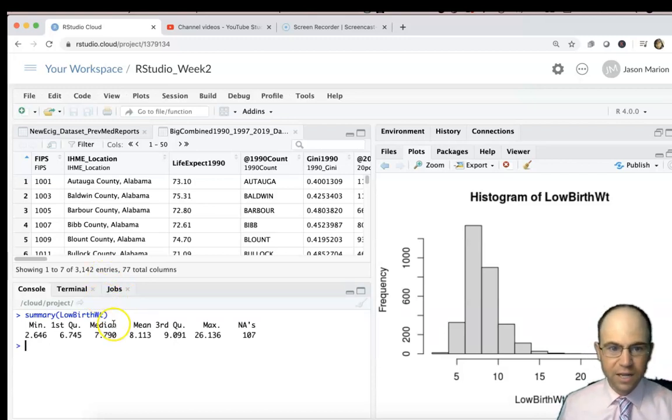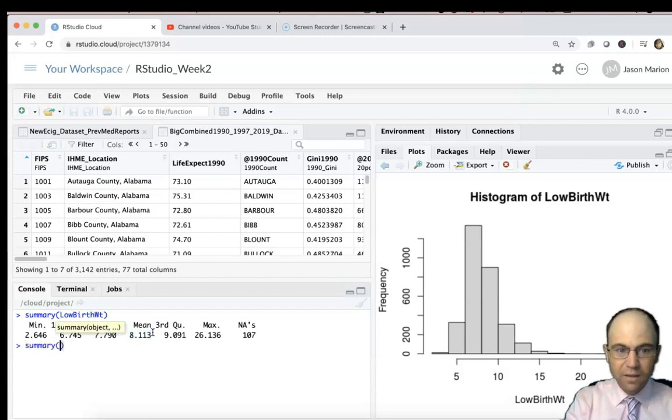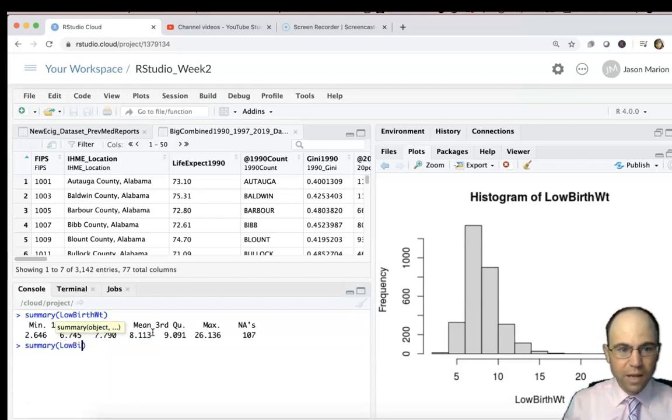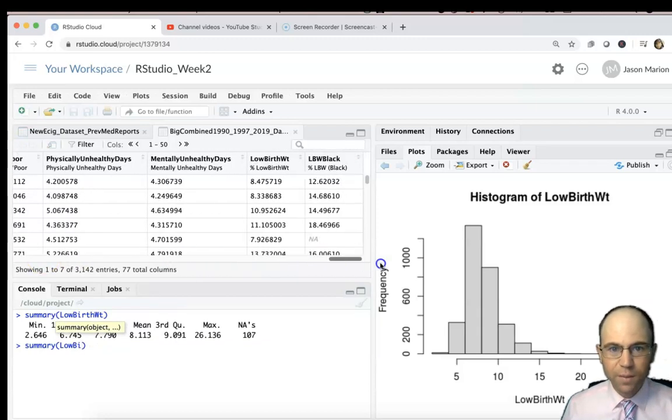So of all the counties in this data set, there's 107 that do not have data, but there's well over 3,000 that do. The mean low birth weight percentage for the nation is 8.113 percent. So that means of all the babies that are born in the nation, according to the most recent county health facts data that went in here, 8.1% of those are low birth weight. And we've got data for low birth weight, which at the very end here, I think it was just called LBW.